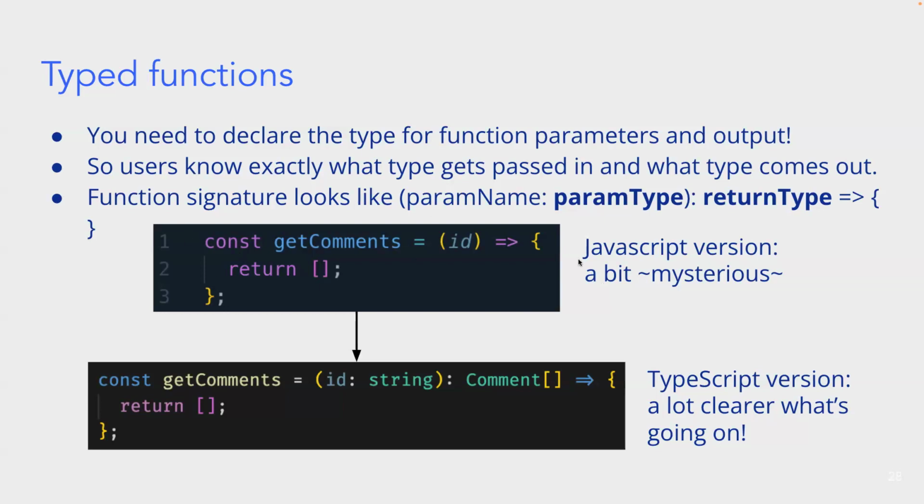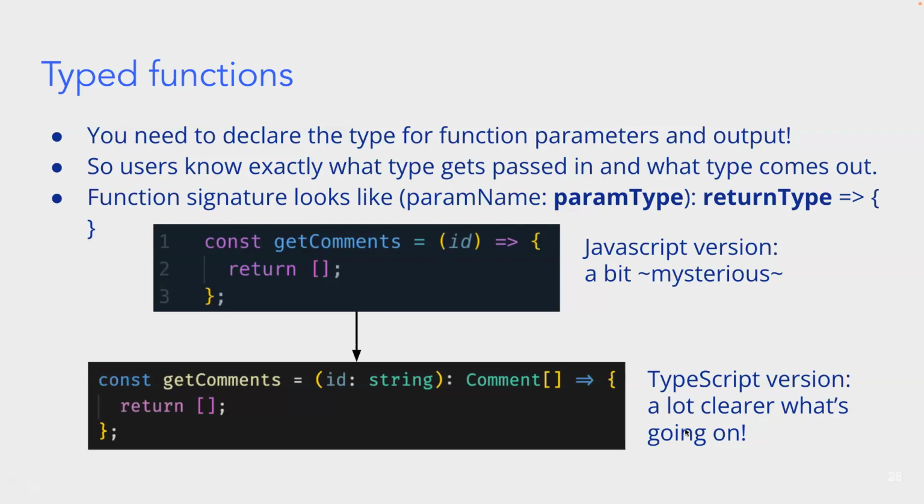So at the top here, we have a version of the function getComments, and this is written in JavaScript. getComments is a function that takes in an ID and then returns an empty array. This JavaScript version is a little bit mysterious because you don't actually know what the type of ID is. ID could be a string or a number or even a custom type, but you don't know. And you don't actually know what it returns either. So it's a little bit unclear exactly what this function is supposed to do.